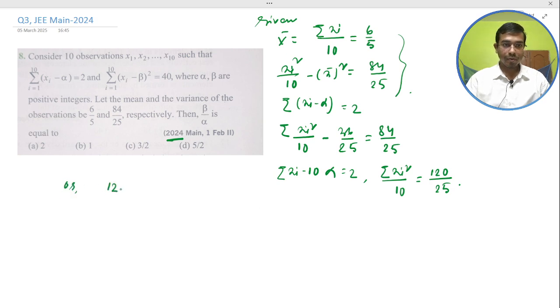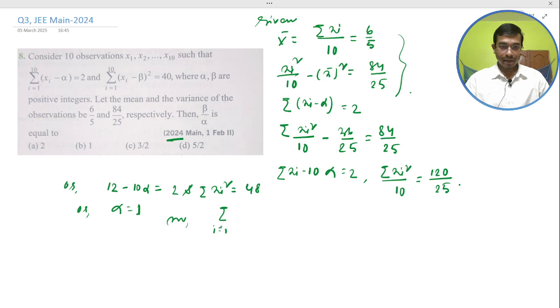Or 12 minus 10 alpha equal to 2, and summation xi square is 48. So you would get the value of alpha, that is 1. Now, summation over i from 1 to 10 of (xi minus beta) whole square, that is 40. Now solve one by another.